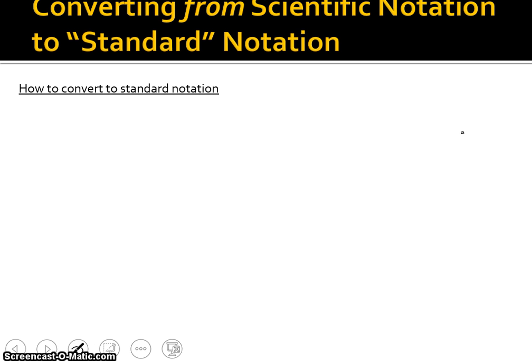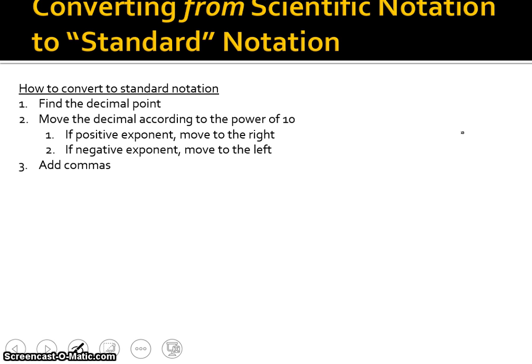So let's go back in the other direction, going from scientific to standard notation. All you're going to do is find the decimal point and do the process in reverse. So you take into consideration the power of 10. If it's a positive power of 10, you're going to take that decimal point and move it to the right. If it's negative, you're going to move it to the left. Make sure you add your commas.